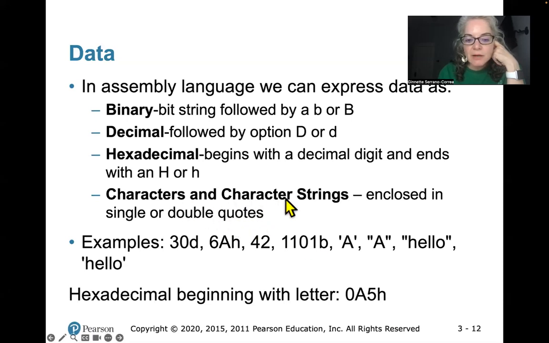Characters and character strings are a data type that we can also use, and those are enclosed in single or double quotes. Unlike Java, C++, and other languages like C programming, characters can either be in double quotes or in single quotes. Same thing with strings, they can be in double quotes or single quotes.